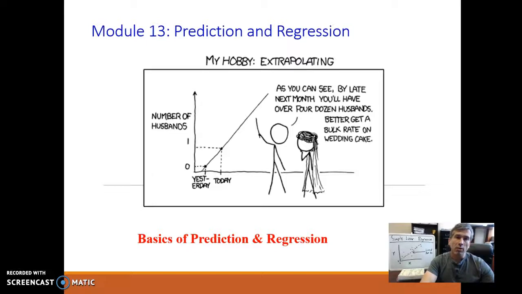So, first, we start by talking about prediction and regression with a little cartoon here. This may not make any sense to you right now, but hopefully by the end of the module it will, and then maybe it's still not funny, but at least you'll know why it's not funny. So there's that to look forward to. So we'll talk about this idea of extrapolation and how it fits into the framework of prediction a little later on. But first, we'll talk a little bit about some of the basics.